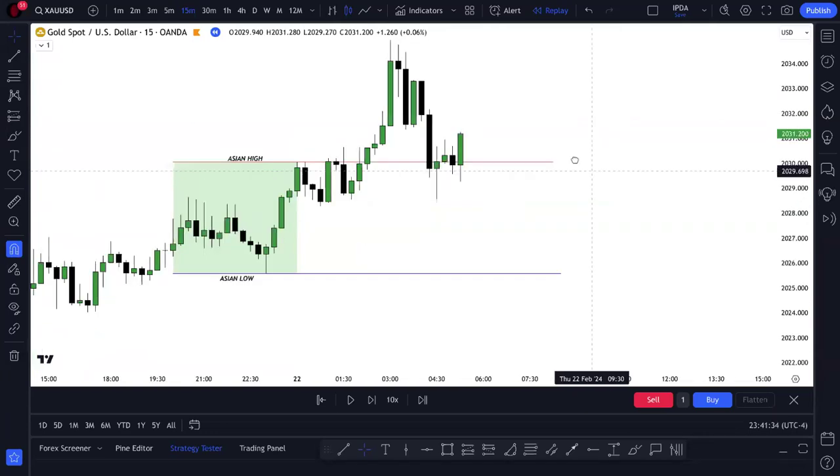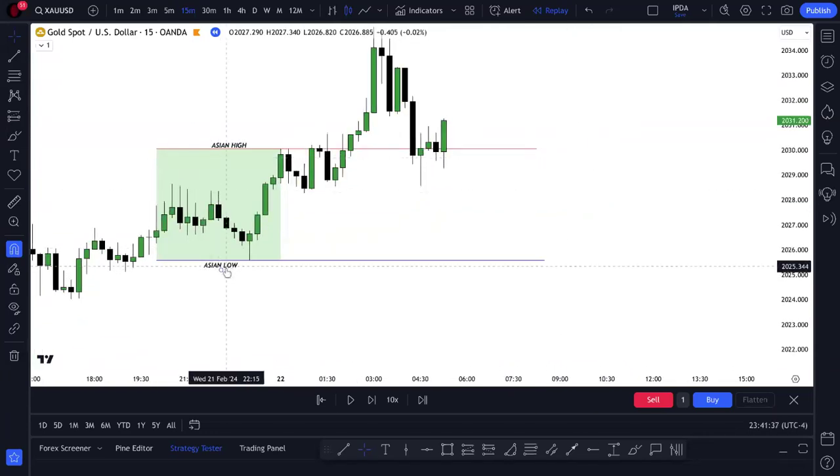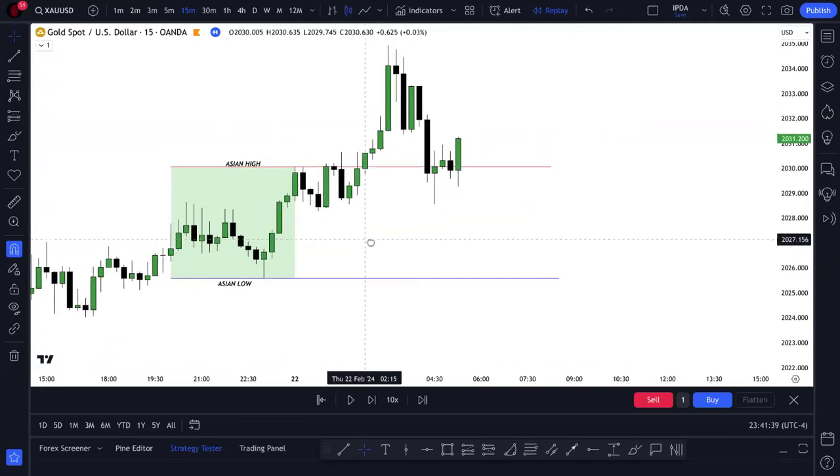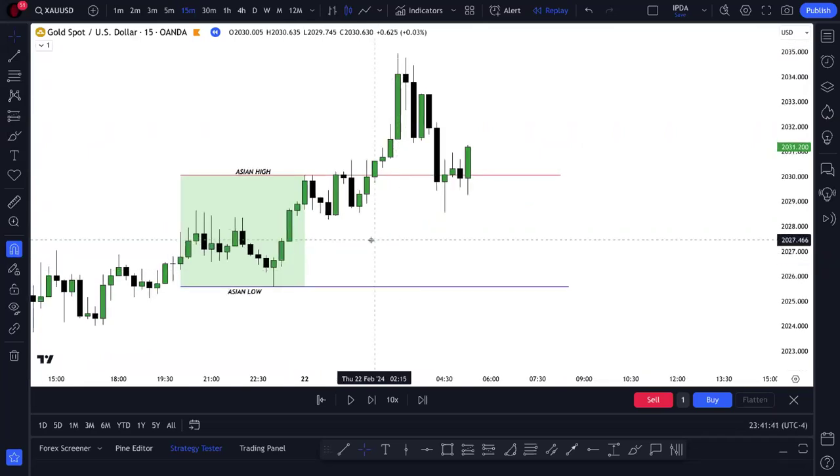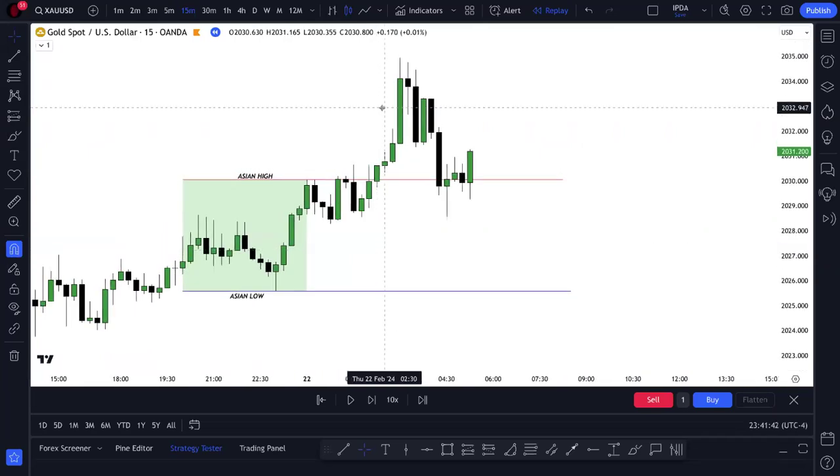Where else can I sell? I can sell at the Asian low too. I can sell on weakness. Now, when you sell above the Asian session high, you're selling on strength, which means the price was running up. Price was running up, and you sold when the market was strengthening, which is why you use a sell limit.